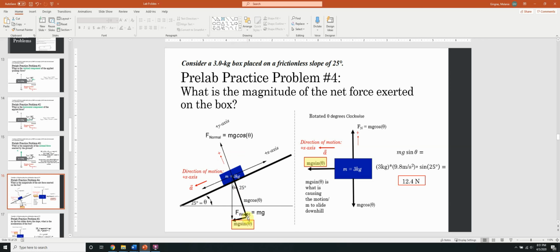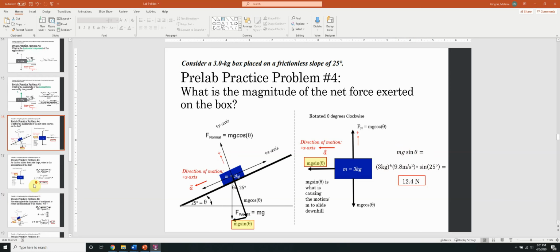The opposite side of the right triangle is the force that is making this object move, that is producing this acceleration. So this is the force that we're concerned about. So mg sine of theta. Now if we rotate it theta degrees clockwise, just so that it's a little bit easier to visualize, as I mentioned, the net force that we're concerned about is mg sine of theta. Well, mg sine of theta is just 3 kilograms times g, 9.8 meters per second squared, times sine of theta, which is 25 degrees, and we get that this is equal to 12.4 newtons.